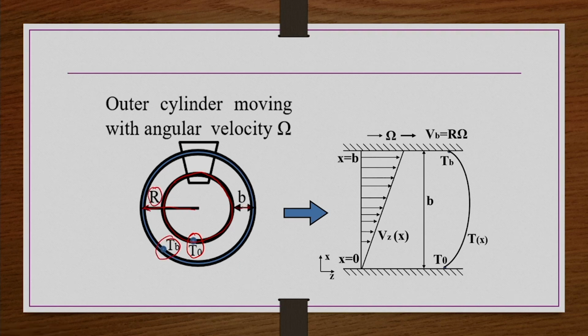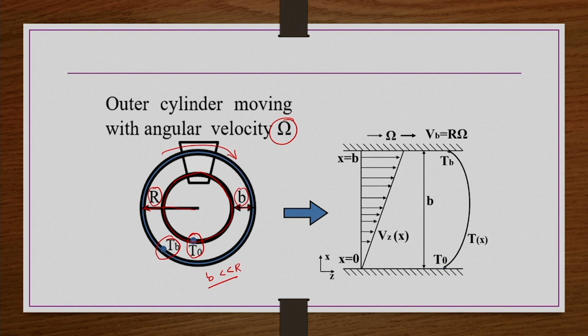The gap between these two cylinders is B, and B is very small compared to R, so that we can avoid the curvature effects, and then this outer cylinder is rotating with angular velocity omega, right. So, since B is very small, smaller than the radius of outer cylinder capital R, the curvature effect is negligible, and that is given in the problem statement as well. So, now this problem we can represent in Cartesian coordinate system.